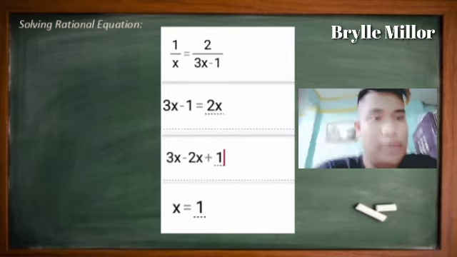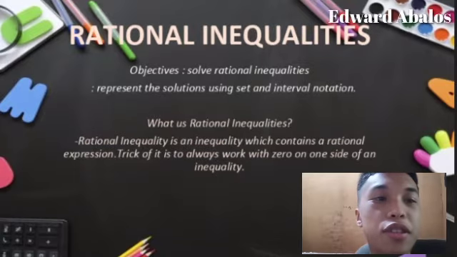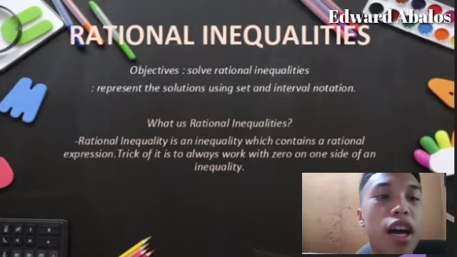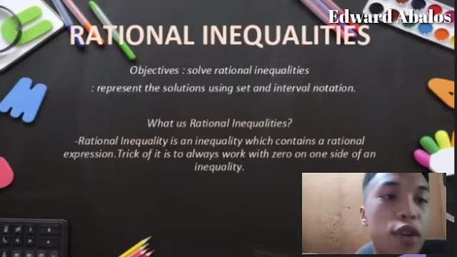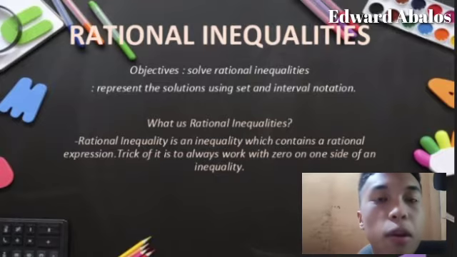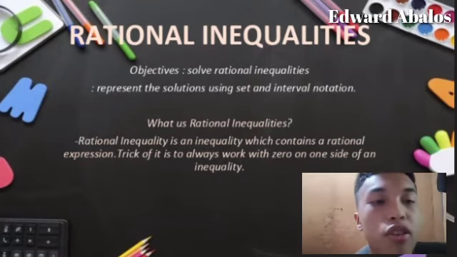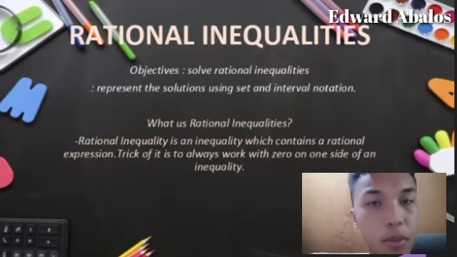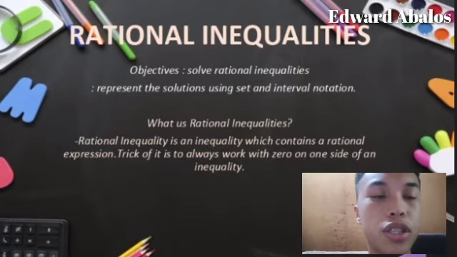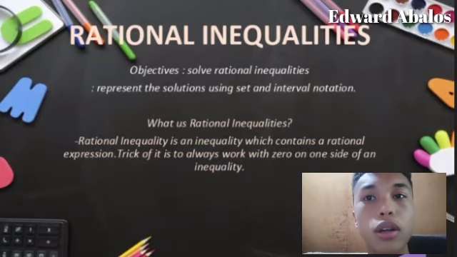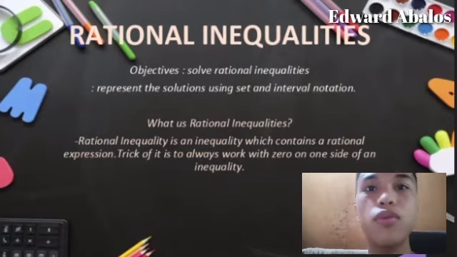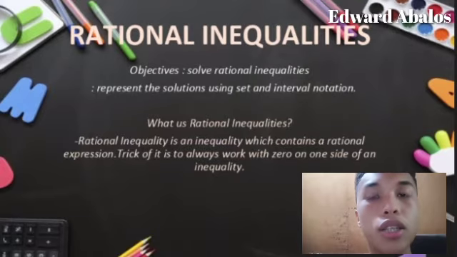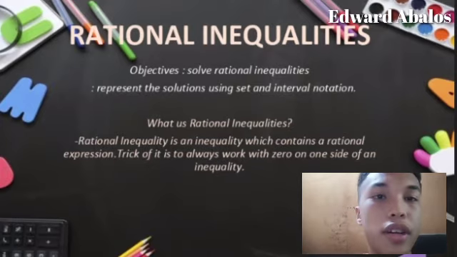So that's all. My topic is rational inequalities. First are the objectives: solve rational inequalities and represent the solutions using set and interval notation. What is a rational inequality? A rational inequality is an inequality which contains a rational expression. The trick to dealing with rational inequalities is to always work with 0 on one side of the inequality. A rational expression changes its sign only at its zeros and its undefined values.